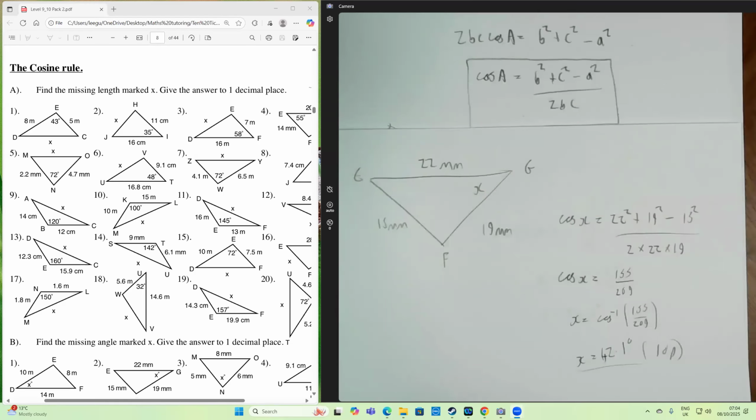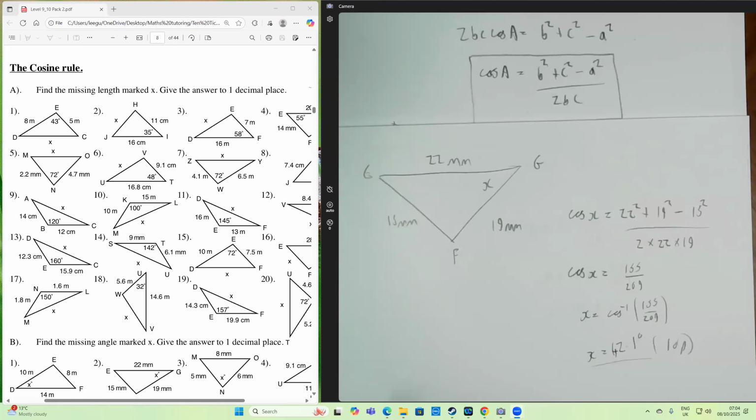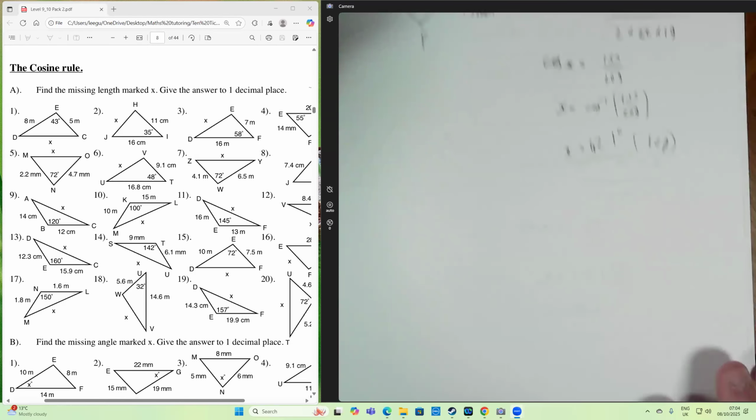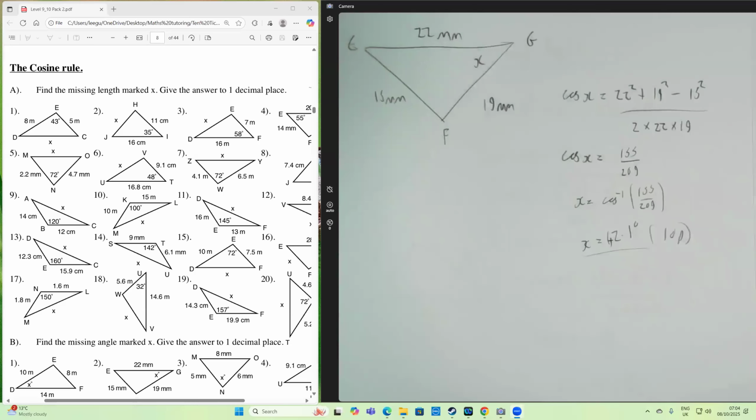And so that's the second example of how we would use the cosine rule to find a missing angle. I hope you have found that helpful. And in the next videos in this series on the sine and cosine rule, we're going to be looking at more advanced applications and modeling where we have to consider bearings as well.